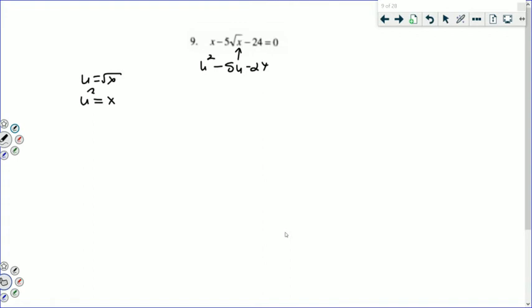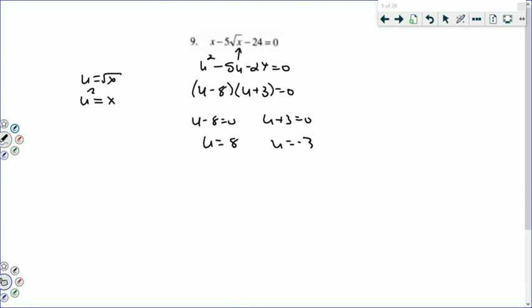So we make that substitution, and now we need two numbers that multiply to be negative 24 and add to be negative 5. Those numbers are negative 8 and positive 3. So u minus 8 times u plus 3 equals 0. Then we set both of those equal to 0: u minus 8 equals 0, u plus 3 equals 0, so u equals 8, u equals negative 3.